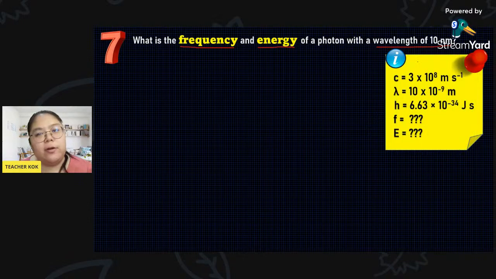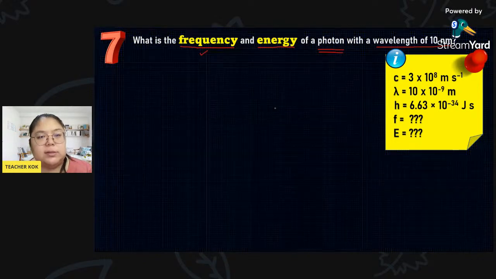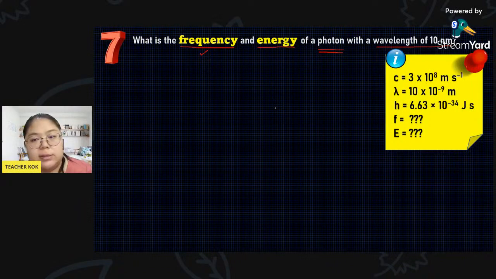Here c is the same, 3 times 10 to the power of 8, because they say photon. When they say photon, we use the speed of light. Lambda is provided; you have to change nanometers to meters first. Then the Planck constant, you need to memorize. You want to find f and also E, so we find the frequency f first.